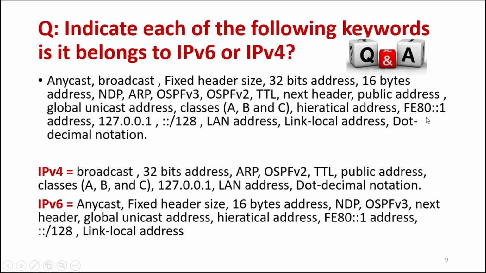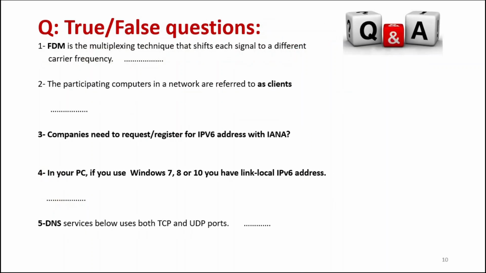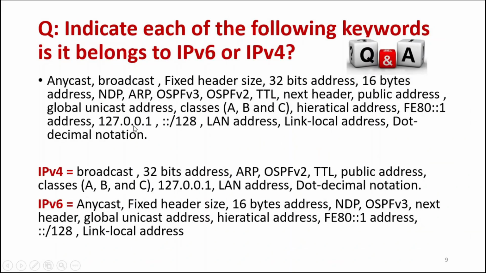FE80::1. FE80 is the prefix for the link-local address of IP version 6. This is why we put it here. 127.0.0.1 is the loopback address of version 4. Version 4 uses dotted decimal format. This is why this address should be added to the IP version 4 group.